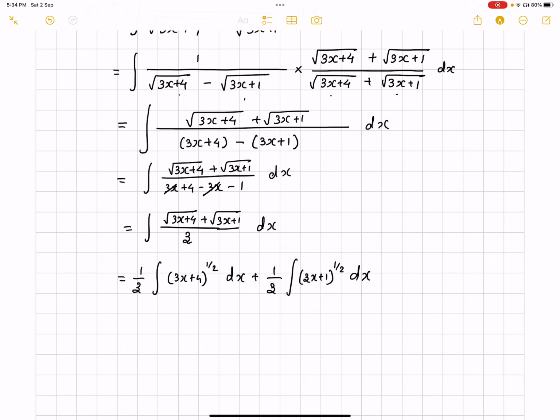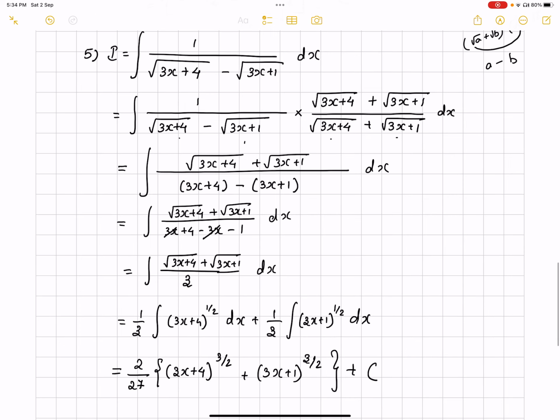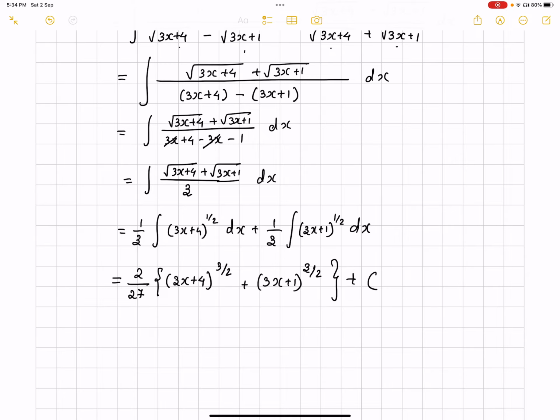So after integration, what we would be getting, I'm writing it directly. You would be getting it as 2 by 27. Let me take it totally common and write it as (3x plus 4) whole to the power 3 by 2 plus (3x plus 1) whole to the power 3 by 2, plus 6. Since we have done similar problems a lot of times, that's the reason I wrote it directly. Okay, I think you would have understood by now.